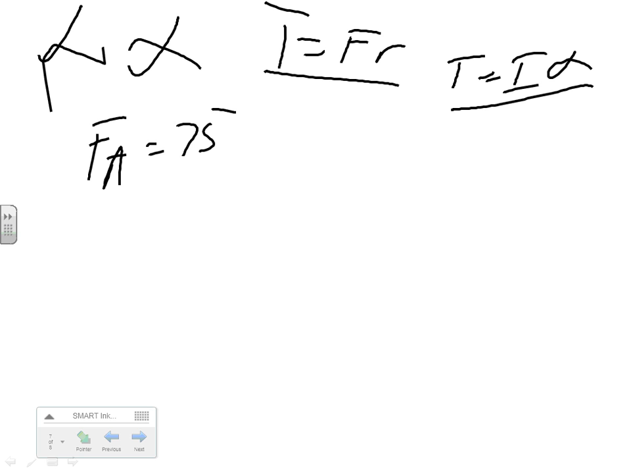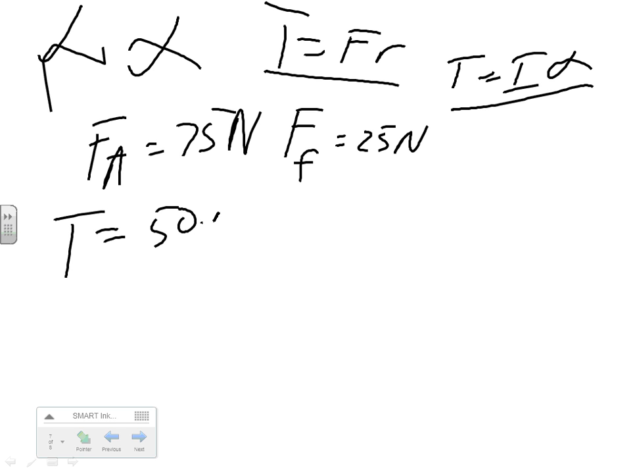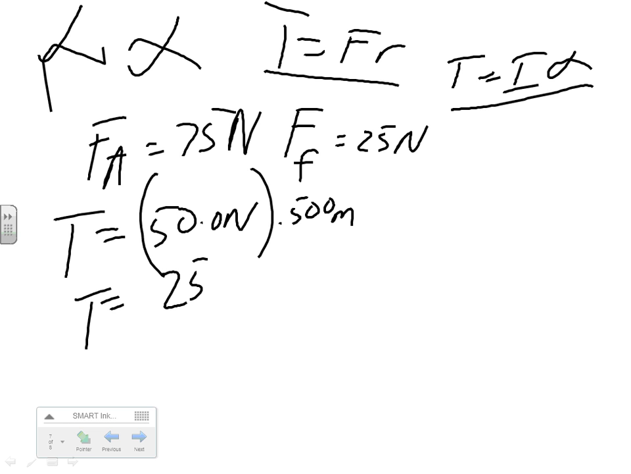We have a frictional force that resists that of 25. So it's like really that we only push with the force of 50 newtons. So our F is 50. Our radius is 0.5. So we're going to say T equals 50 newtons of actual net force times a radius of 0.5 meters. So we end up with a torque of 25 Newton meters. That's our torque, 25 Newton meters.